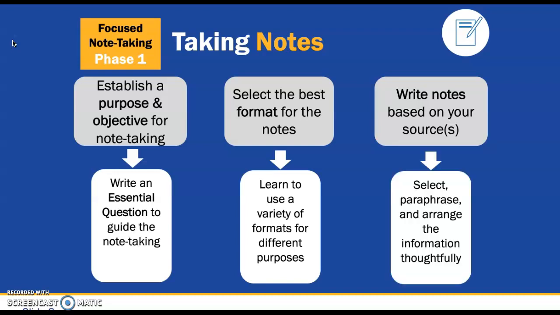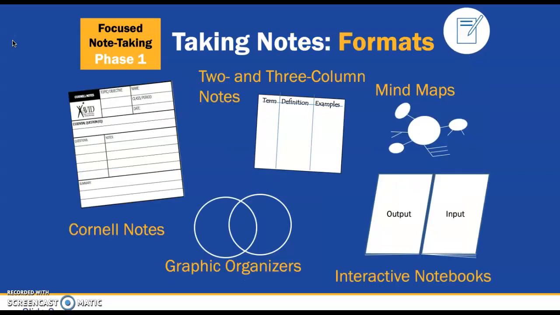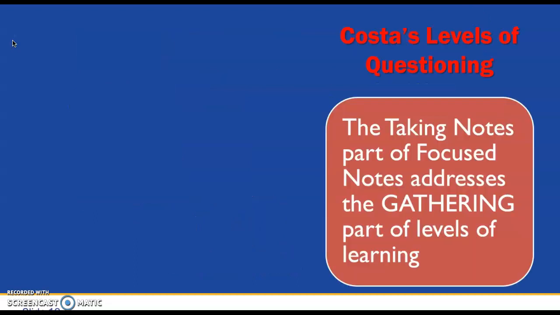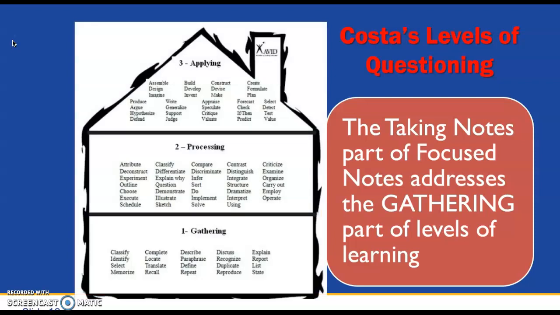The most important word here is paraphrase. Have them select, paraphrase, and arrange the information thoughtfully. Making sure that your students are not copying off the board is really important because it helps them process. Please help them in this processing by underlining what's most important and asking them how they would paraphrase the slide. Here are some examples of note-taking formats that you can use to encourage your students. Please remember, not all students learn alike, so letting them have a choice is going to help them be more invested in your class. The taking notes part of focus note-taking addresses the gathering part of the levels of learning. A lot of people stop there, so we want to make sure that we build on those levels of learning for our students.